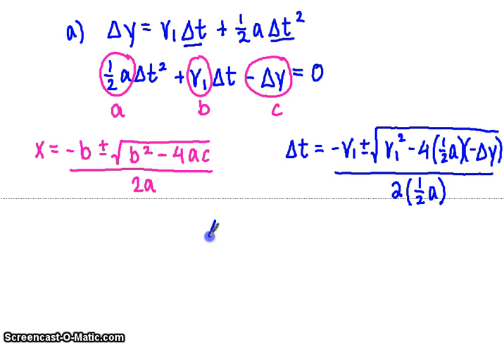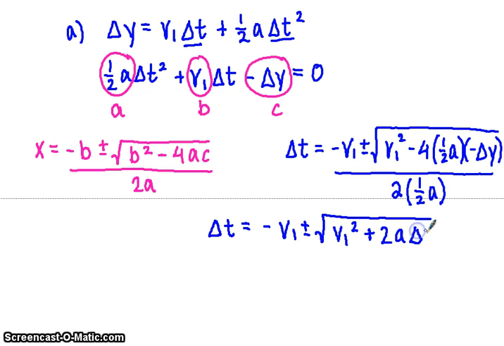Your best bet is to reduce this algebraically before you start substituting numbers in. So when we do that, we'll have v1 squared, negative 4 times 1/2 is negative 2, times a negative is positive 2a delta y. Now that is strictly algebra and mathematical negatives. The 1/2 and the 2 in the denominator cancel, and we're left with acceleration.